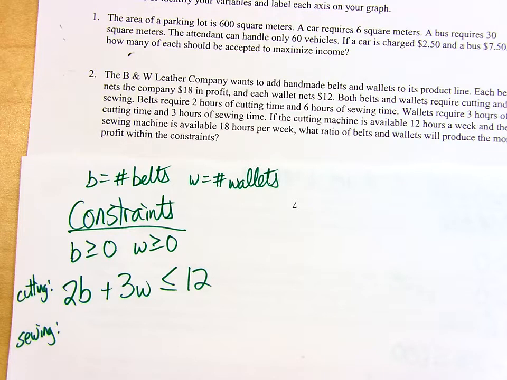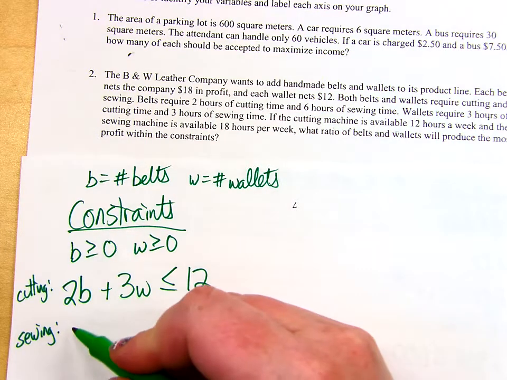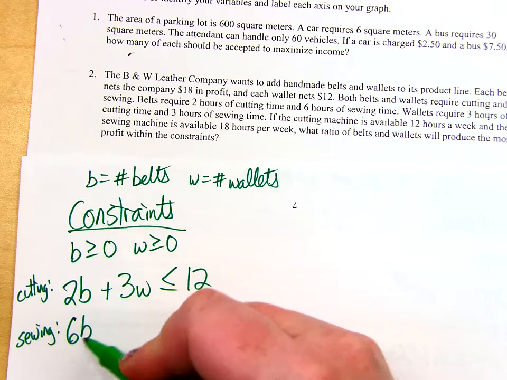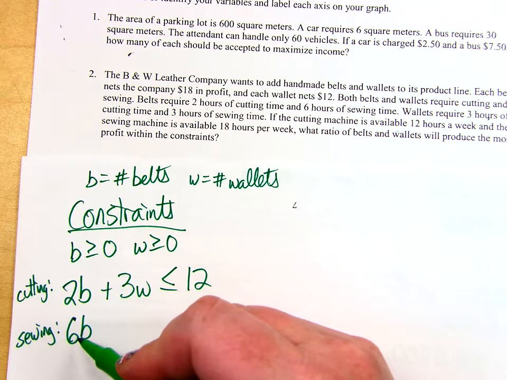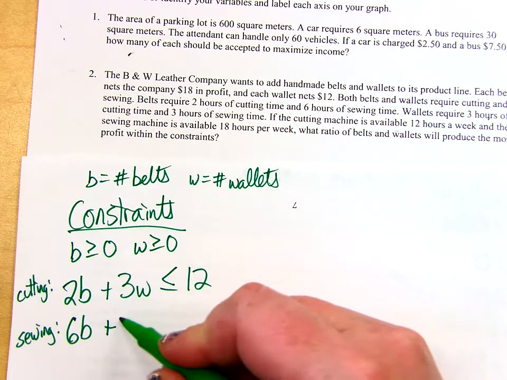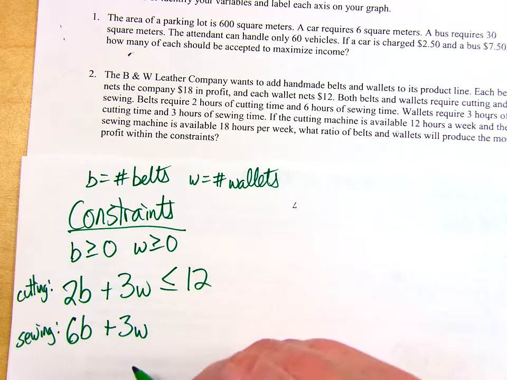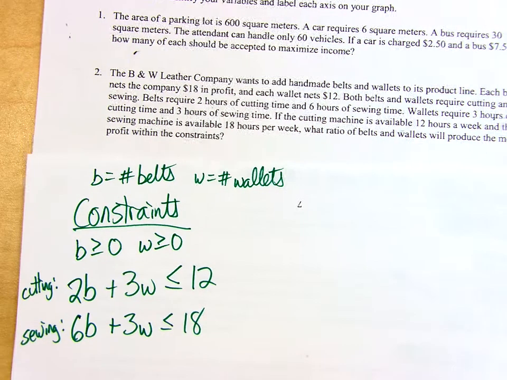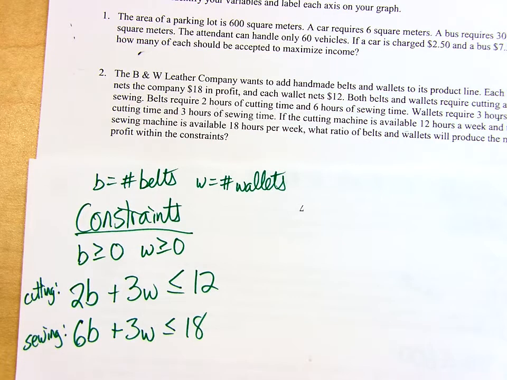You got it? Maybe, maybe not. Go ahead. 6B plus 3W is less than or equal to 18. Sounds good to me. Each belt is 6 hours of sewing time, and then each wallet is 3 hours of sewing time, and I have 18 hours that I can work with on the sewing machine.